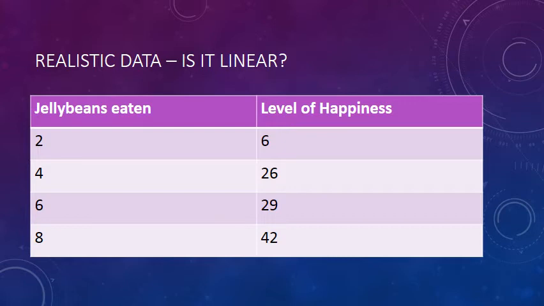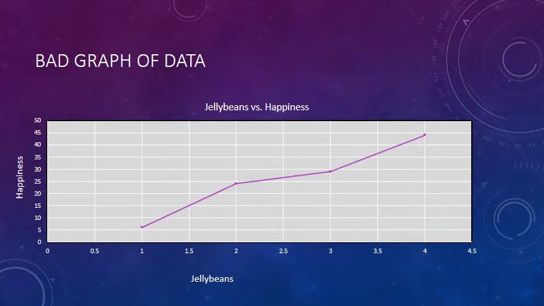There's no obvious pattern just by looking at the data table. But we can use a tool to get a clearer picture of what the true relationship between jelly beans eaten and level of happiness is, and this tool is simply a graph. So here's a graph we created looking at the relationship between jelly beans and happiness, but we're going to consider this a bad graph of data.